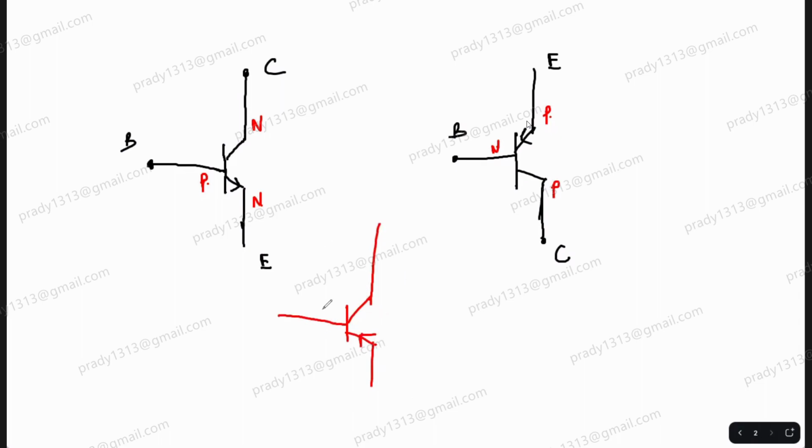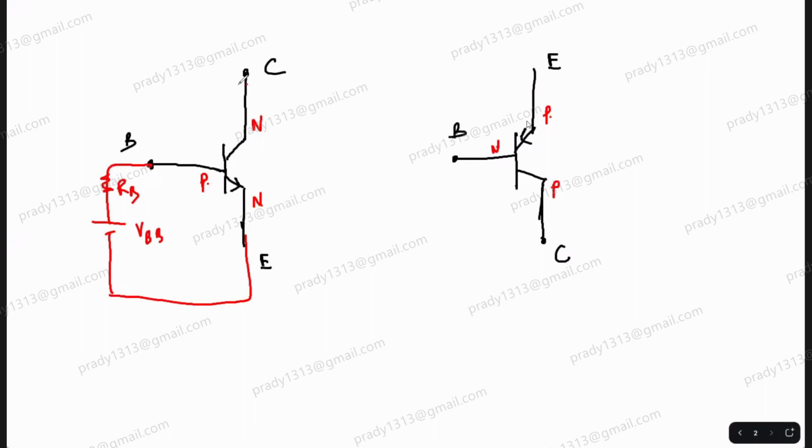Which kind of a transistor is this? PNP. Okay, so understood. Now I will draw the biasing circuit which we drew earlier. Now you will be representing the BJT like this only. Okay, so this is the biasing circuit.